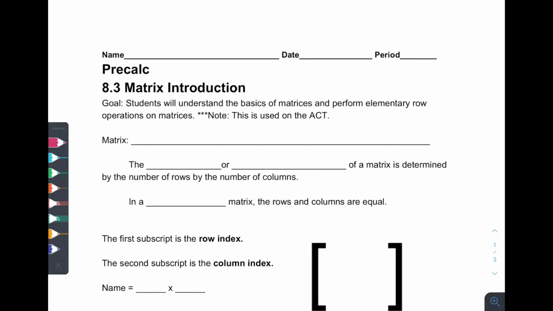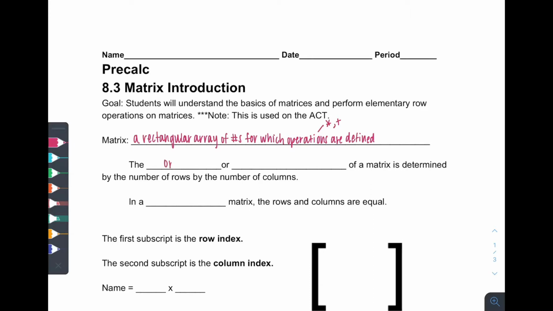A matrix is a rectangular array of numbers for which operations are defined. So the operations that we are going to deal with mostly are multiplication and addition.